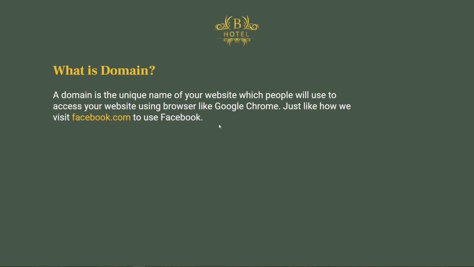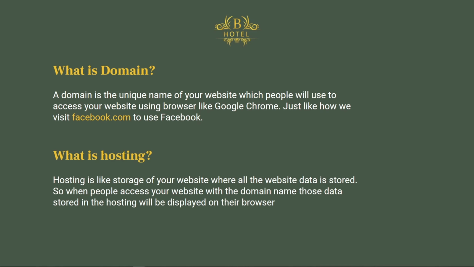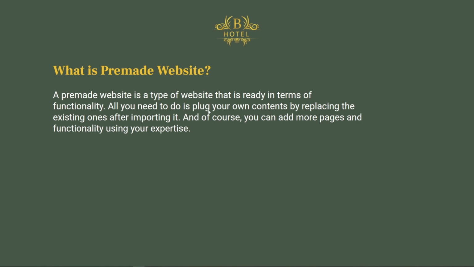Now, what is a domain? A domain is the unique name of your website which people will use to access your website using a browser like Google Chrome, just like how we visit facebook.com to use Facebook. What is hosting? Hosting is like storage of your website where all the website data is stored. So when people access your website with the domain name, the data stored in the hosting will be displayed on their browser. And what is a pre-made website? A pre-made website is a type of website that is ready in terms of functionality. All you need to do is plug in your own content by replacing the existing one after importing it.